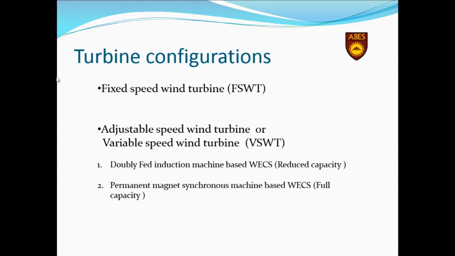So in this particular wind turbine, we have some problems. Thereafter, we made some modifications over the turbine, and we have gone to adjustable speed wind turbine or variable speed wind turbines. In this section, we have two types. First one is doubly fed induction machine based, which is reduced capacity, and second one is permanent magnet synchronous machine based, which is full capacity. Now this is reduced capacity and full capacity in terms of power conversion. Let us go one by one.